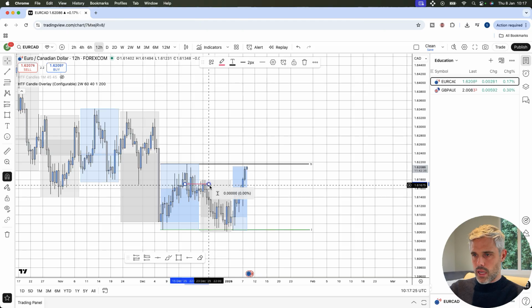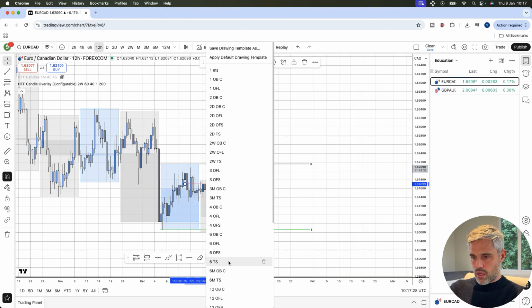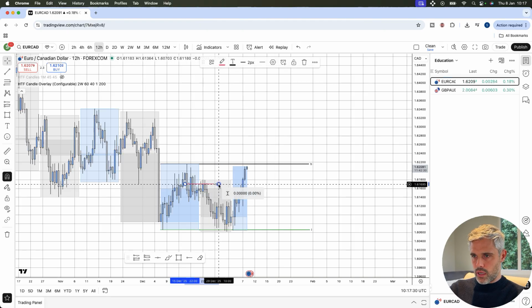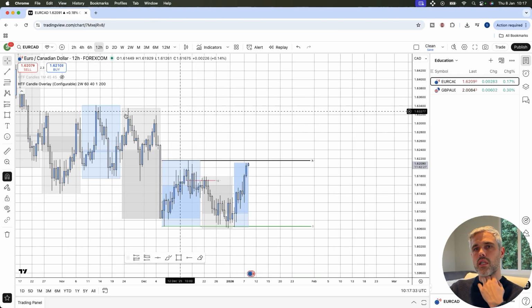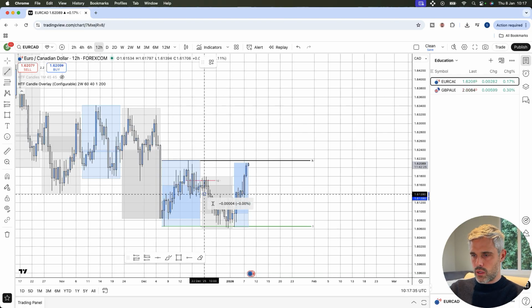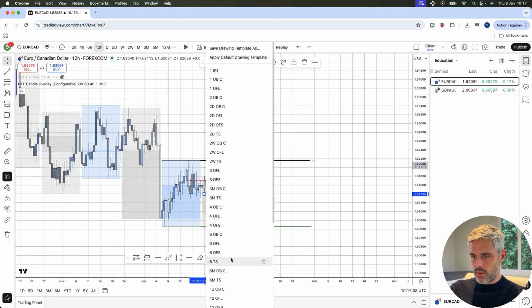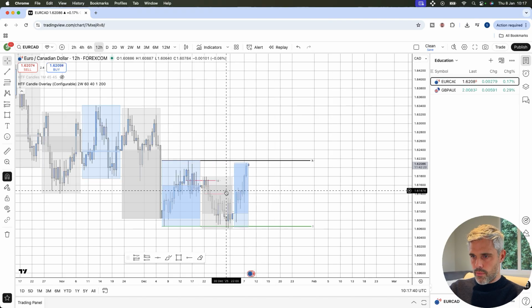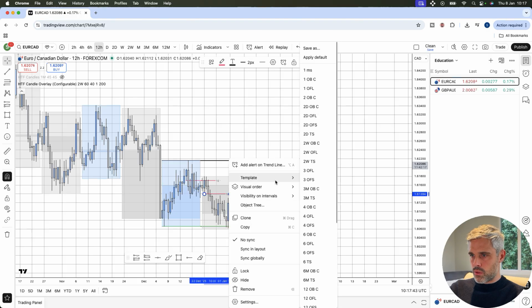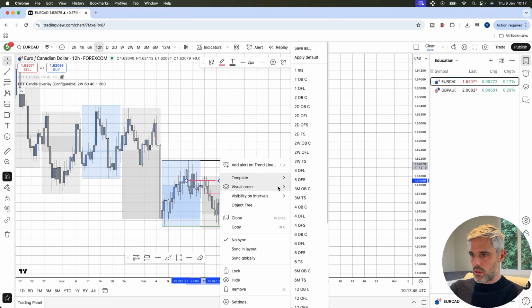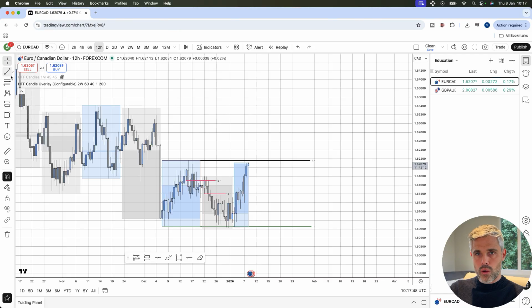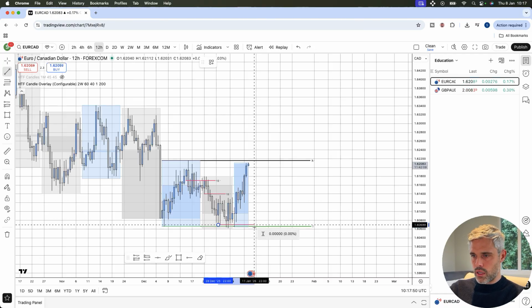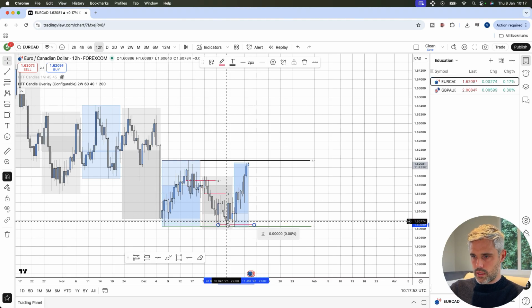And I'm just going to mark this out for you so it's very clear. So if we look at 12-hour structure here, we've got 12-hour order blocks being respected in the market. Let me just bring these forward. And then what price does is tries to create another order block here. This buy to sell liquidates the low of this candle, but it doesn't ever close below that order block.